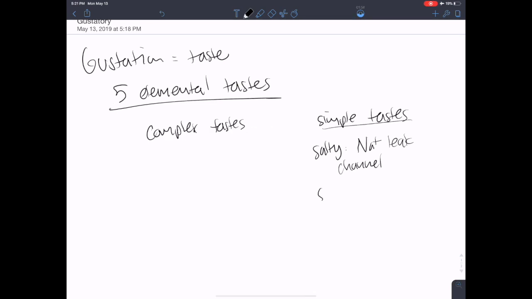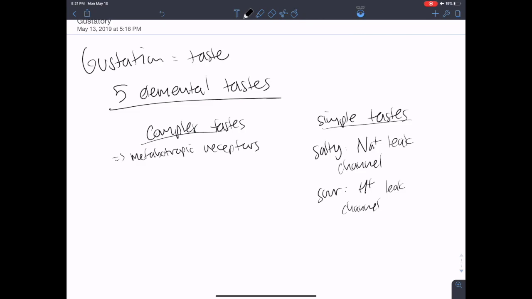Very similar to that is sour. So sour is the same thing but acid, right? So if you eat something that's really acidic, your taste receptor cells are going to contain receptors that have a conductance to hydrogen ions. So they're like a hydrogen ion leak channel. Complex tastes actually act via metabotropic receptors.